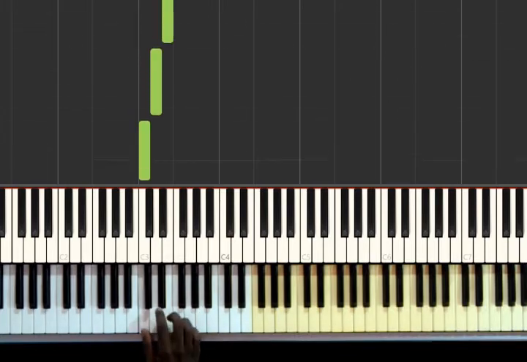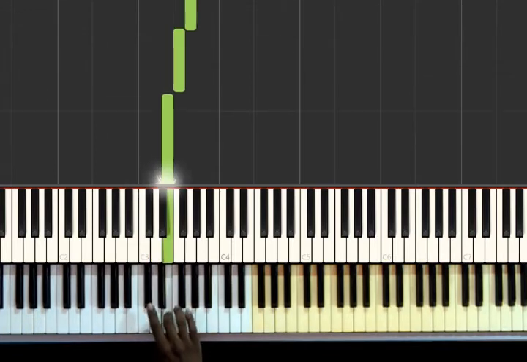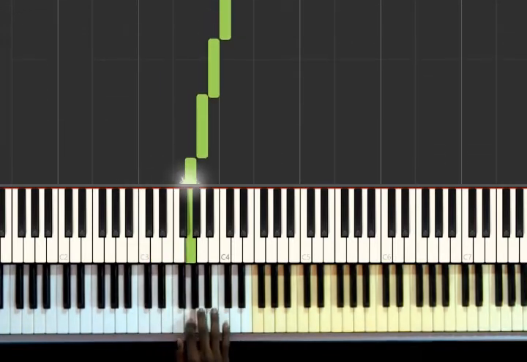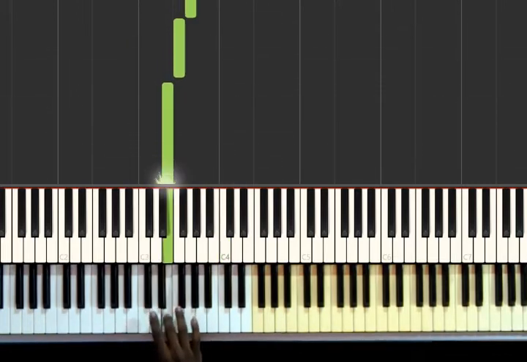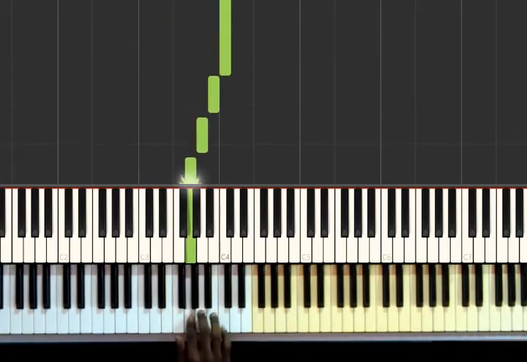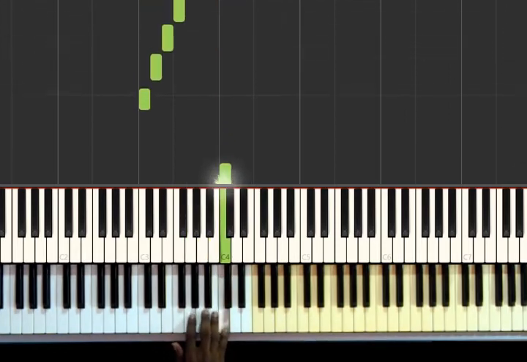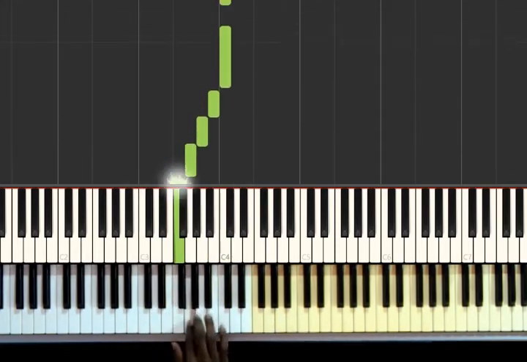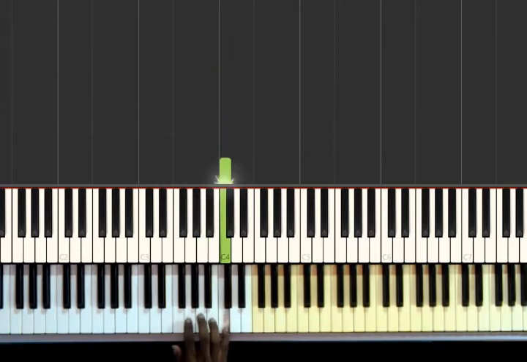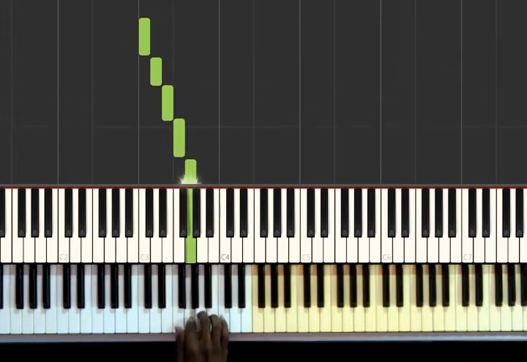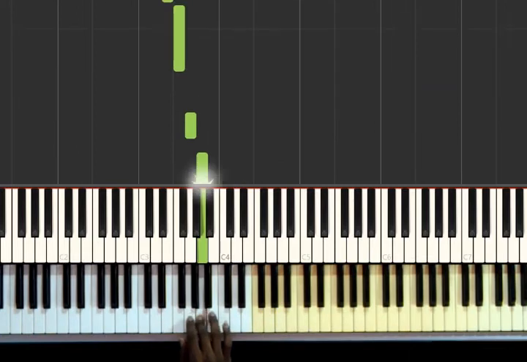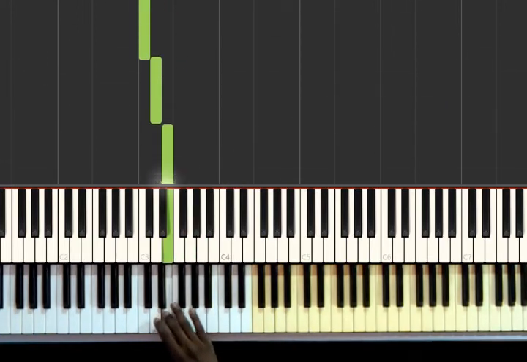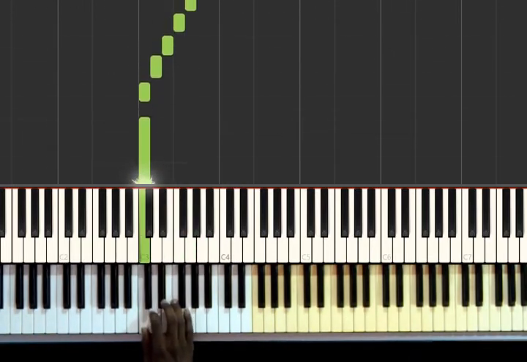So 1, 2, 3, 1, 2, 3, 4, 5. And coming backwards, 5, 4, 3, 2, 1, 3, 2, 1.